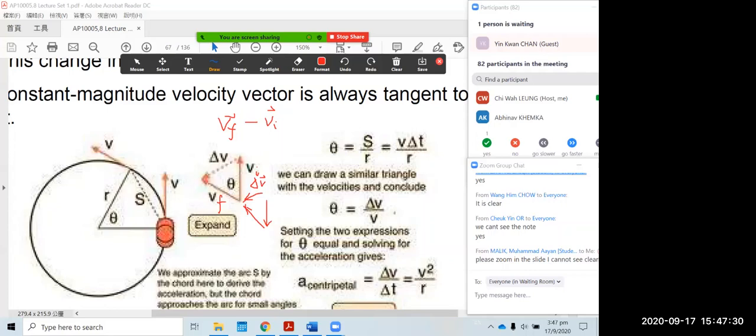I hope you can see it. So if the theta angle is becoming very, very small, you will immediately see that the direction of delta V is pointing towards the center of the circular path. If theta becomes very small, the vector delta V points towards the center of the circular path.